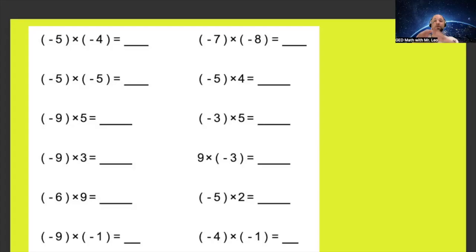Before you sign off, I'm going to put one more page of problems up, and it's for you to answer. If you get these right, you're good to go. All right, this is your exit ticket. Pause the video right now and do all of these in your notebook. If you get these right, you're in great shape.